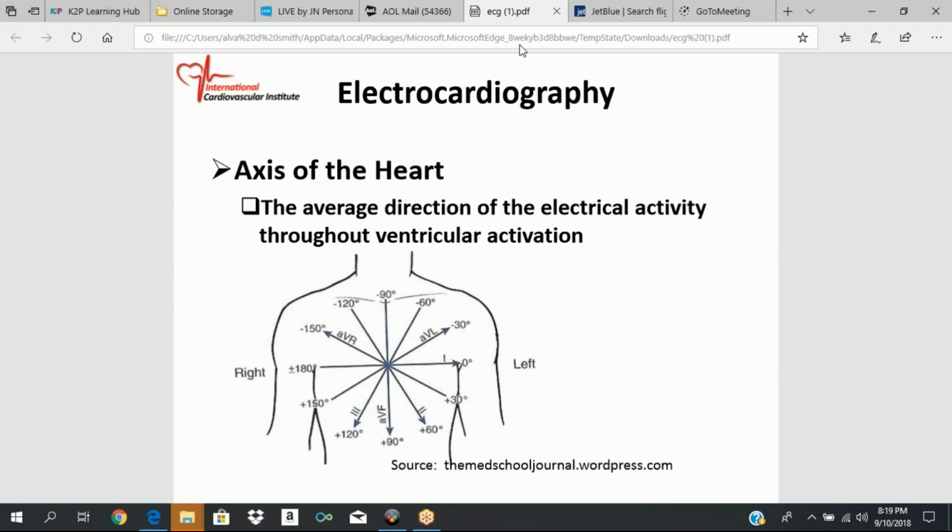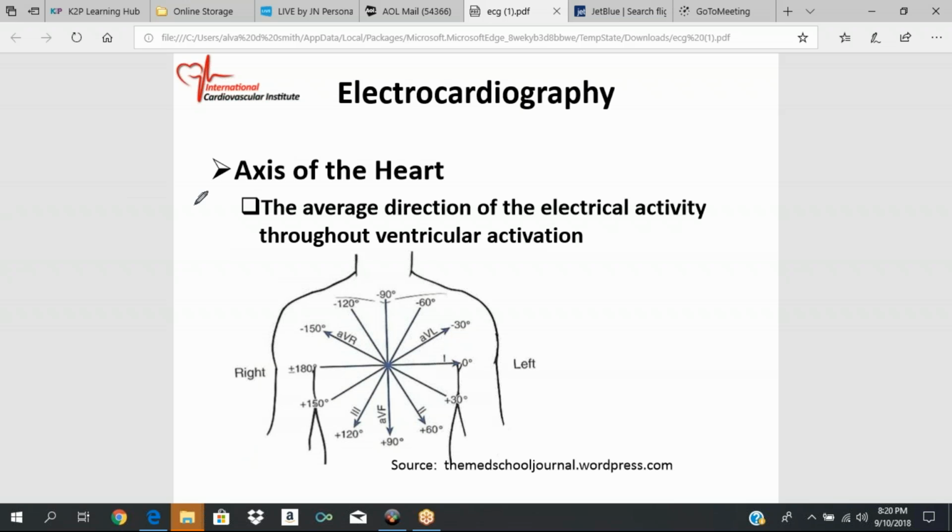It might be a little tricky, but you have to go over it. It's important to know the electrical axis of the heart because if you have disease of the heart, it can affect the electrical axis. Instead of the electrical impulse traveling down like this, it may travel up like that, or it may travel this way. So the electrical axis may vary depending on what disease state the heart is subjected to.